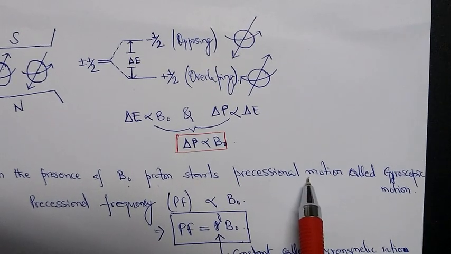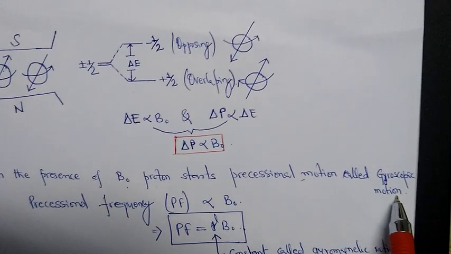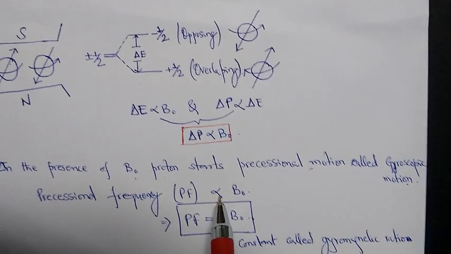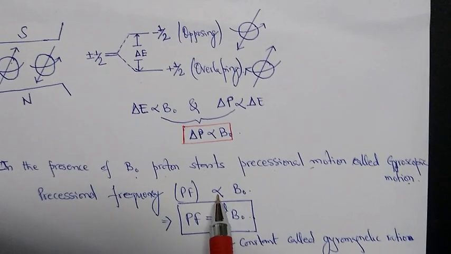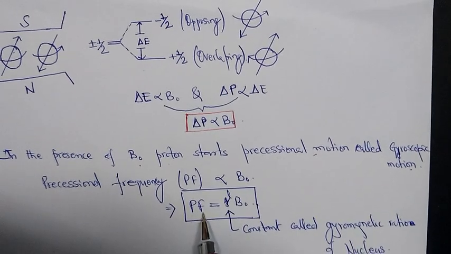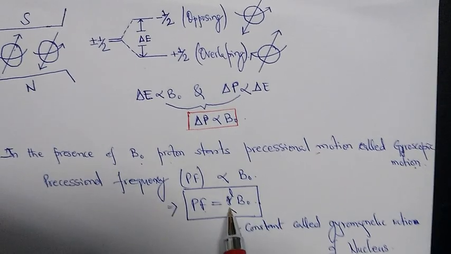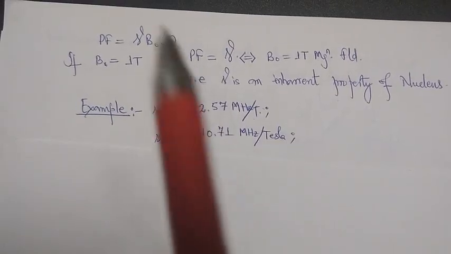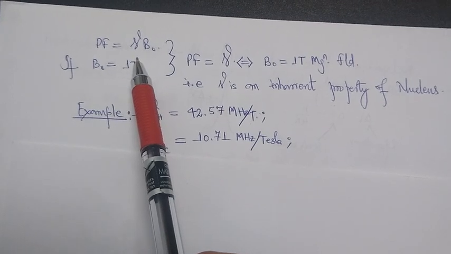So in the presence of the external magnetic field, that is B naught, the proton starts precessional motion, that is, the proton will be at the precessional frequency, that is called gyroscopic motion. So the precessional frequency will be directly proportional to the external magnetic field. If we remove this proportionality, then we come to another relation, that is precessional frequency is equal to gamma B naught, where gamma is the constant called the gyromagnetic ratio of the nucleus. Precessional frequency is equal to gamma into B naught.